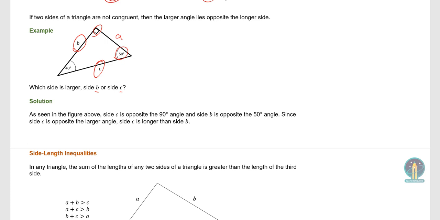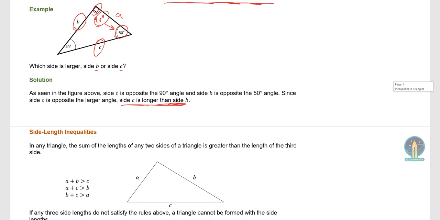But one additional reason we can say that this side is bigger, besides knowing that it is a hypotenuse in a right triangle, is that this angle is 90 degrees. Since C is opposite to the larger angle, 90 is obviously larger than 50, therefore side C is longer than side B. So again, the larger angle is always opposite to the longer side, or vice versa: the longer side is opposite to the larger angle.